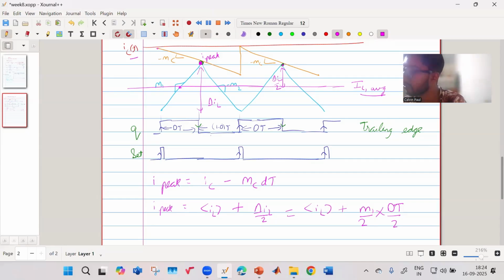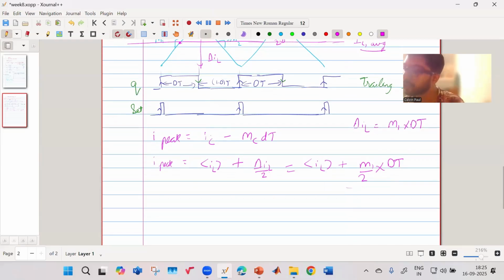No, I made a mistake. You are doing delta IL by 2. Okay, so you're doing delta IL, half of the current ripple. So the current ripple is M1 into dt, and then by 2. So this factor of 2 will not be there. Sorry, this factor of 2 is not there. Because your delta IL is equal to M1 into dt. So your delta IL by 2 is M1 upon 2 into dt. That is fixed. Okay, so you got both I peaks.